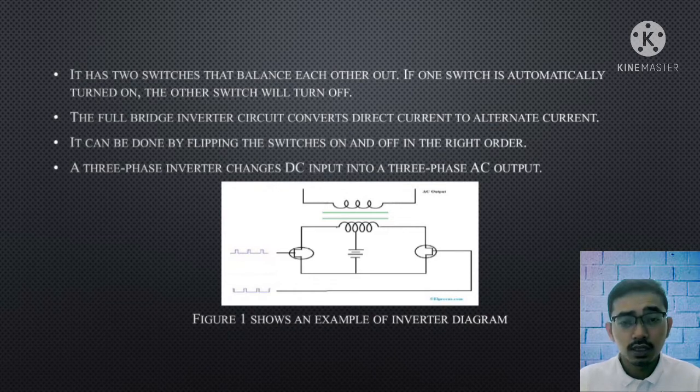The full bridge inverter circuit converts direct current to alternating current. It can be done by flipping the switches on and off in the right order. A three-phase inverter changes DC input into three-phase AC input. Here's an example of an inverter diagram.